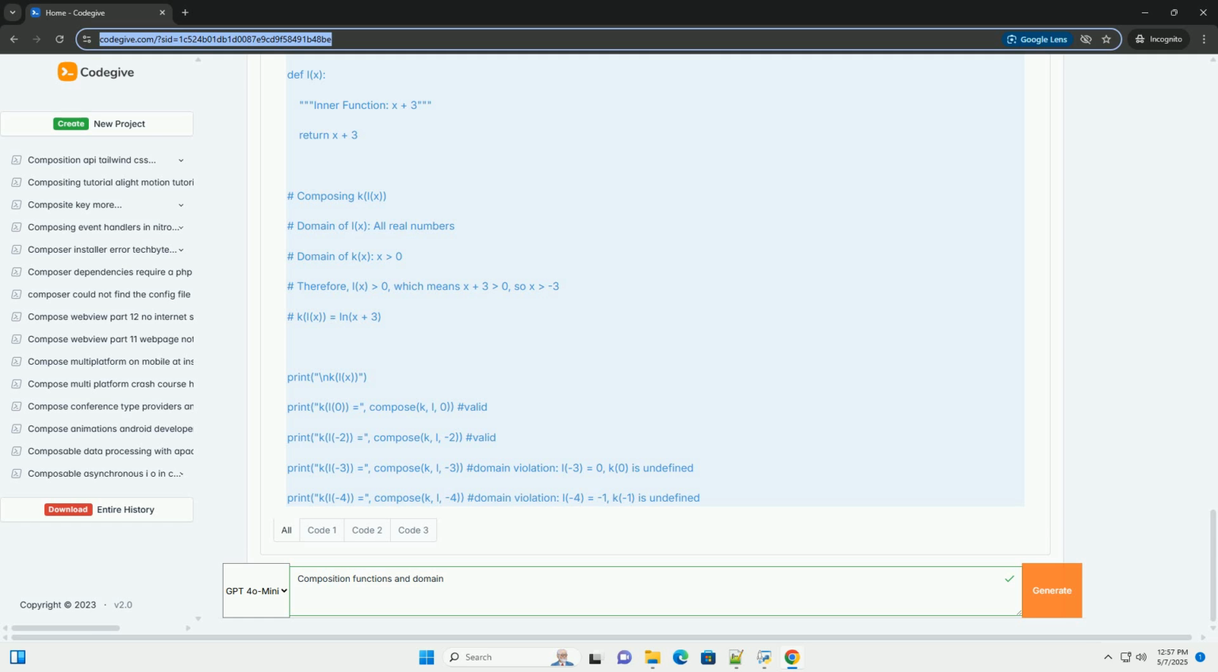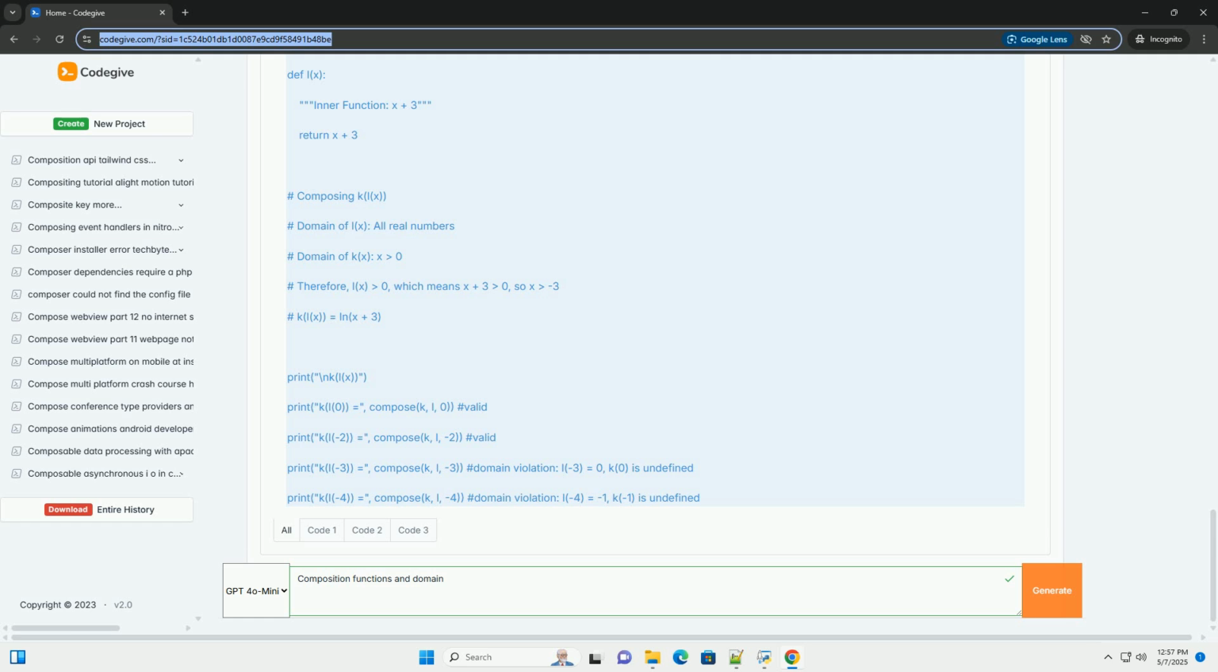Code examples, Python. Python doesn't have a built-in function for function composition, but it's easy to implement. Let's create some example functions and demonstrate how to compose them and determine their domains. Explanation of the code. One, function definitions. We define several simple functions, f, g, h, j, k, l, with different domain restrictions.